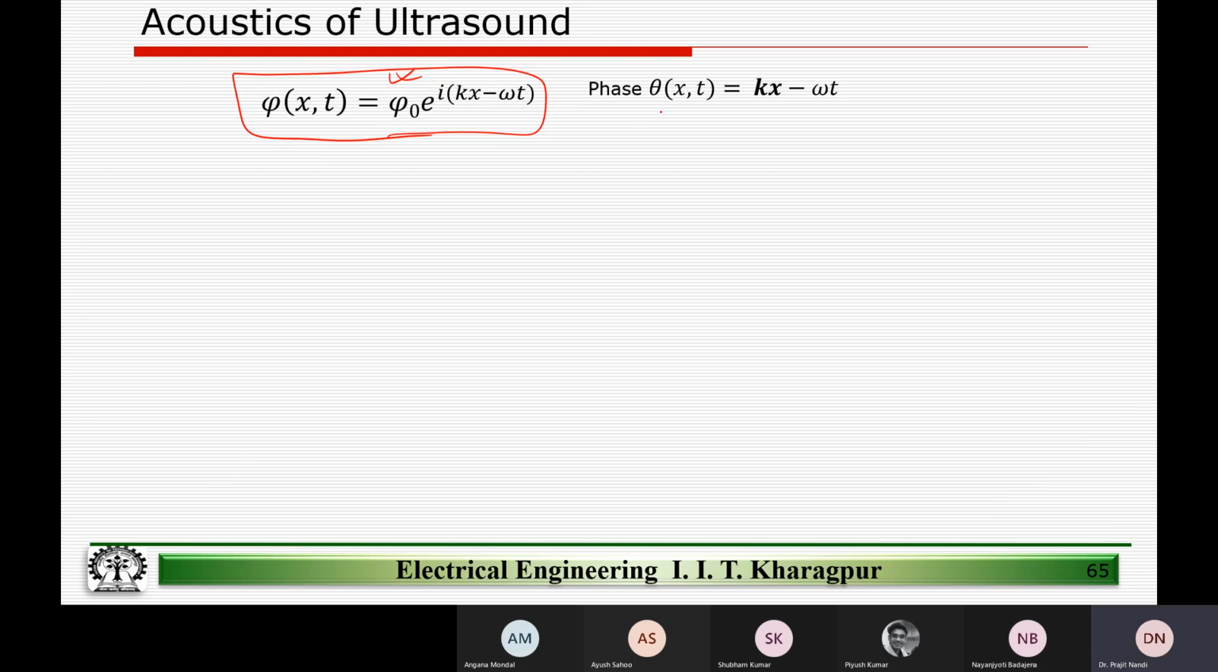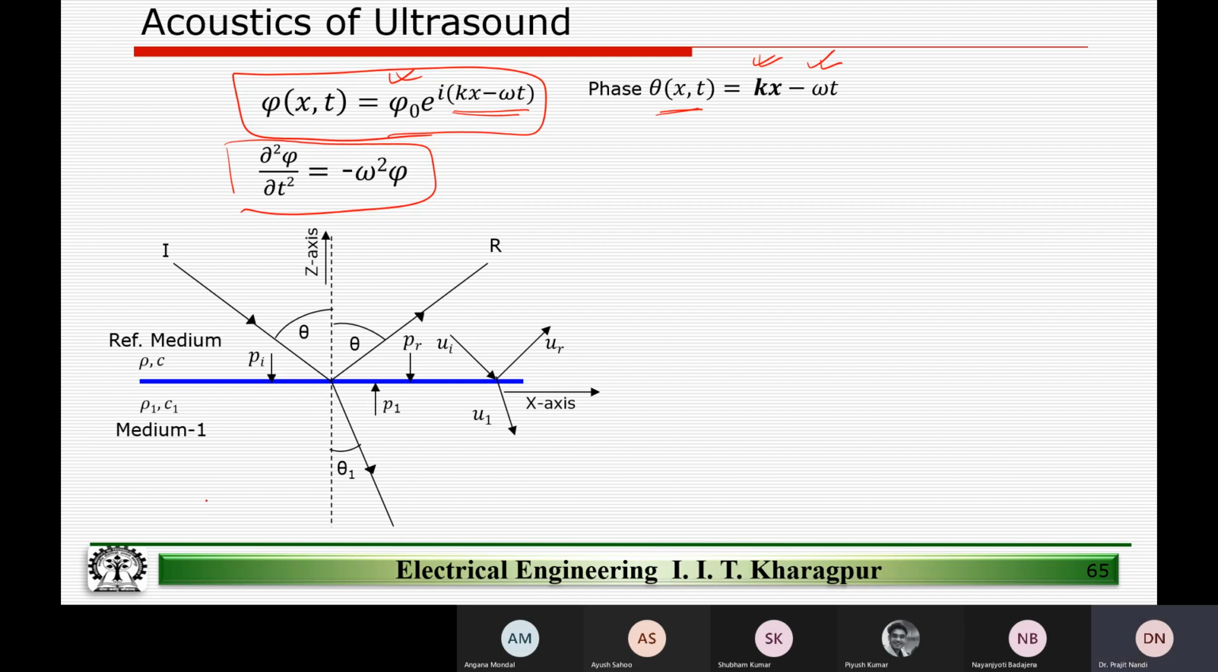So this portion is the phase. Please note the phase is dependent on k and omega, which are fundamental properties. From here, we can also see that the second derivative of phi with respect to t is minus omega squared phi. So with these two things in place, we are going to derive those sine theta 1, sine theta 2 equations. Let us see how those equations come.